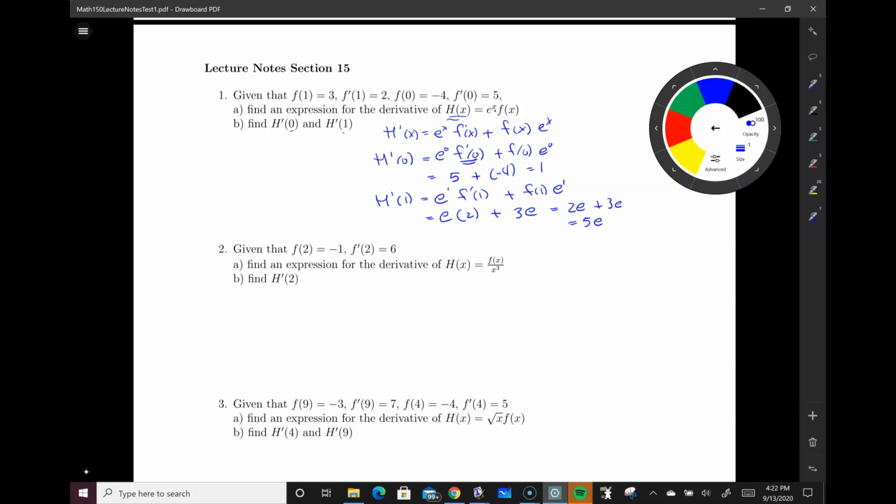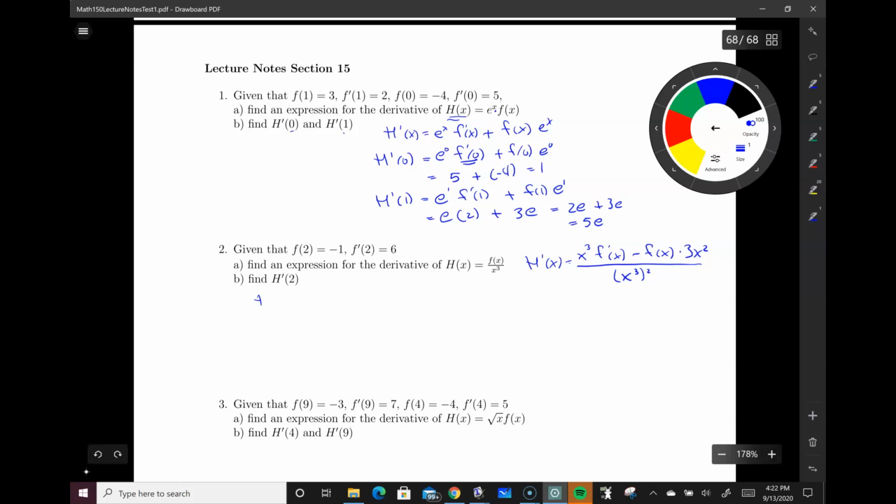All right, so here I see I want to use quotient rule. So let's go take the derivative. The derivative is low d high minus high d low, square the bottom and off you go. So let me just write it so you can see it. So that's x cubed squared.